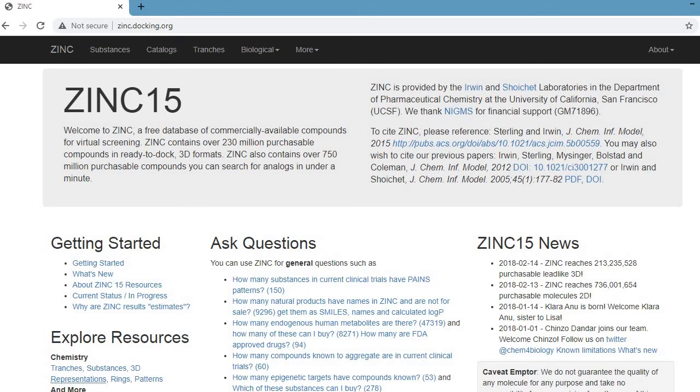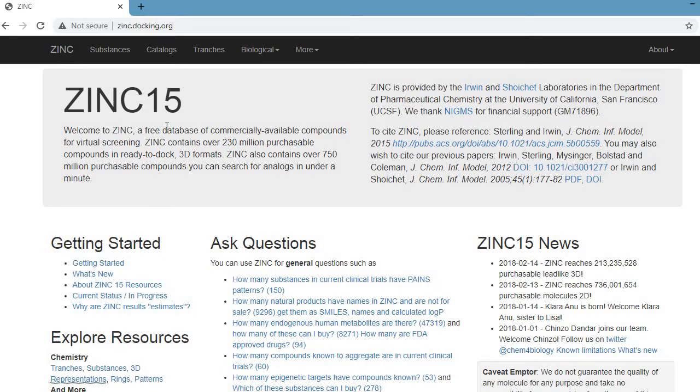So what is ZINC15? ZINC15 is a free database of commercially available compounds for virtual screening. It contains over 230 million purchasable compounds in ready-to-dock, that is 3D, formats, and ZINC also contains over 750 million purchasable compounds. You can search for analogs in under a minute. Here the term purchasable is used, and purchasable means if you find a suitable lead compound from in silico studies at this database, then you can buy the compound.